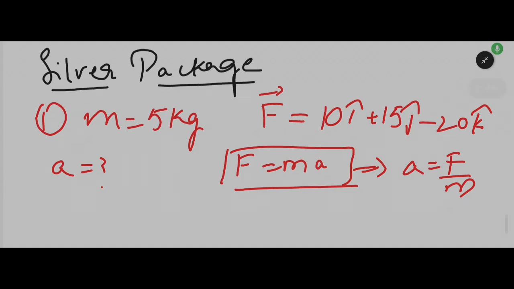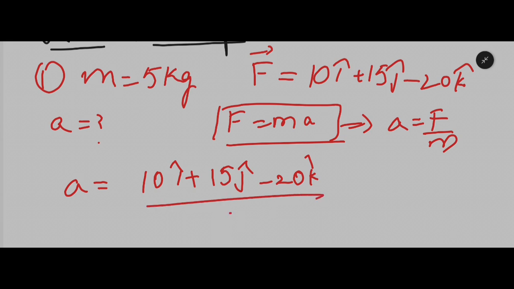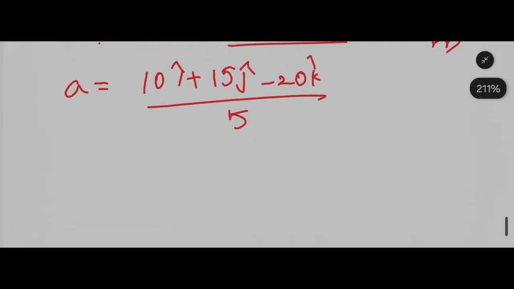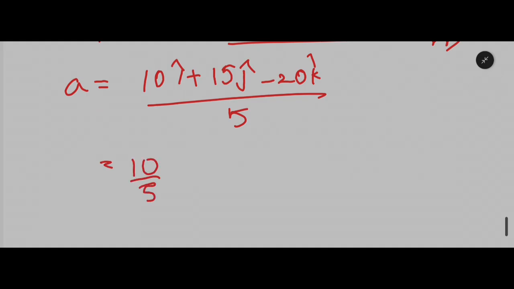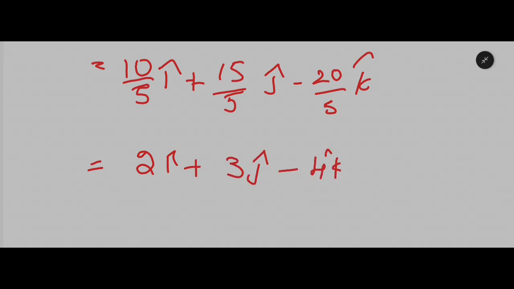Let's do that. Acceleration a is equal to the force vector 10 i cap plus 15 j cap minus 20 k cap divided by 5. Individually you have to divide it: 10 by 5 i cap plus 15 by 5 j cap minus 20 by 5 k cap. So it is going to be 2 i cap plus 3 j cap minus 4 k cap, which is option A.